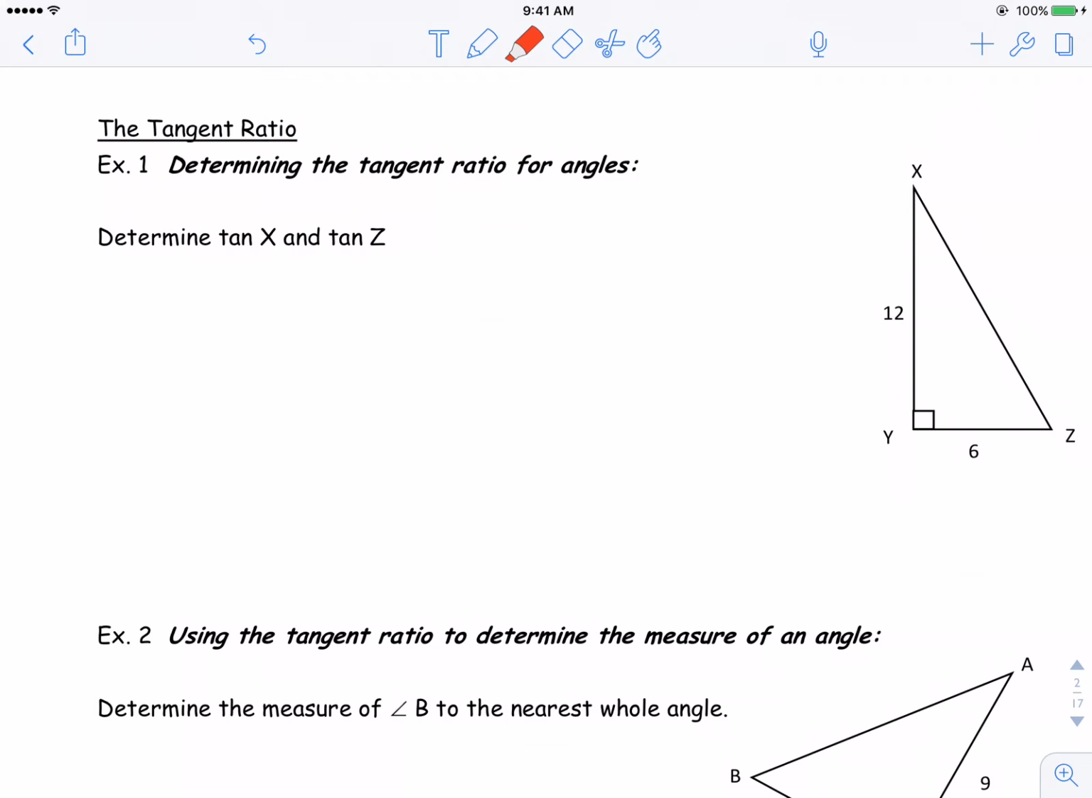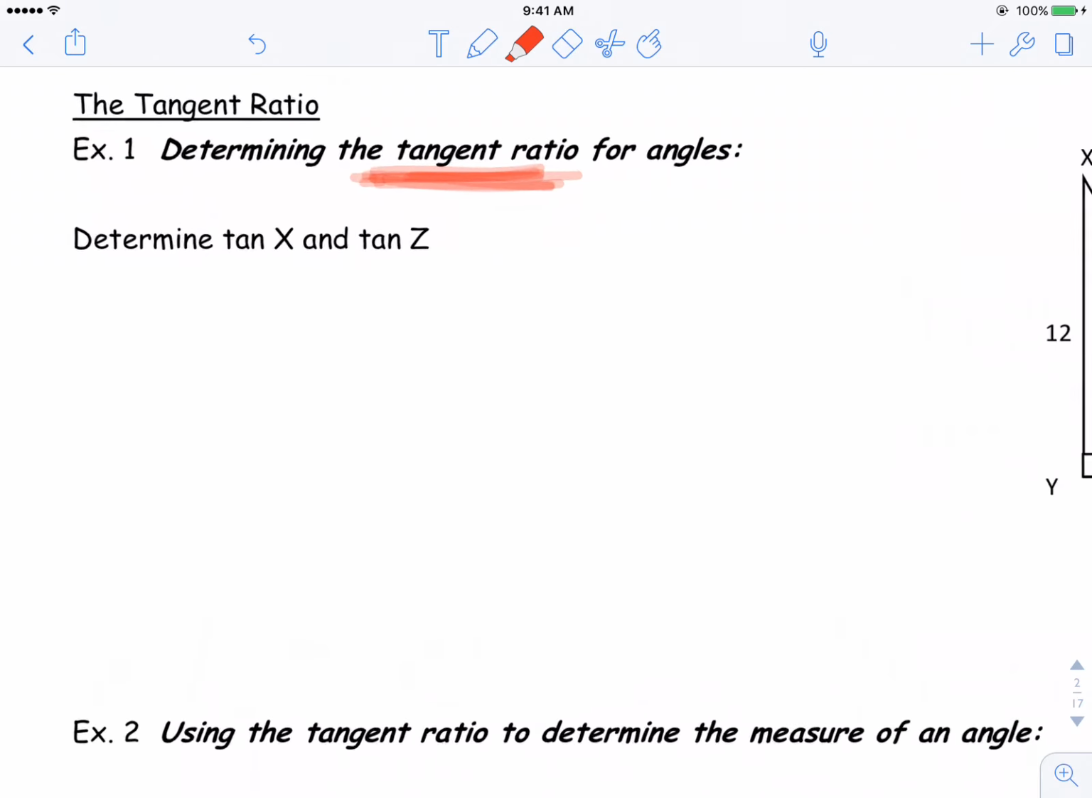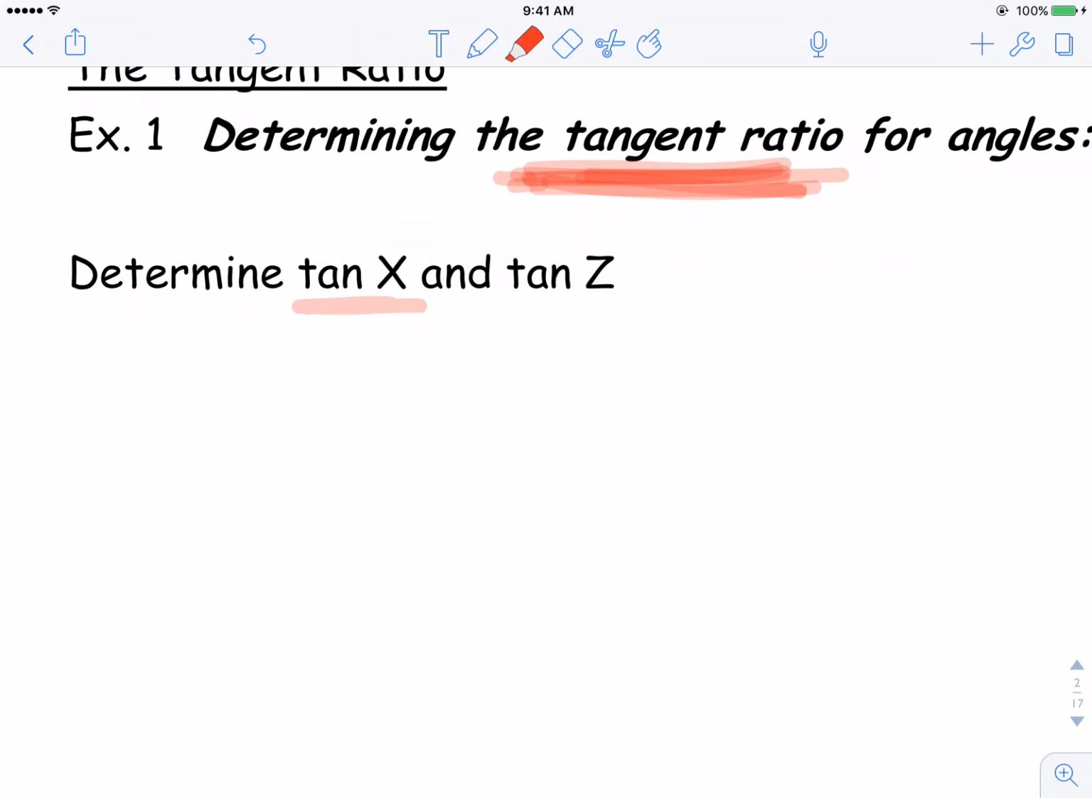So here we are, example number 1, determining the tangent ratios for angles. You have to be careful with the terminology of the questions. This question is just looking for the tangent ratio. The next step in this series of calculations would be to find the actual angle. So it's a two-step question to find the angle. This is the first step. Determine tangent x and tangent z.